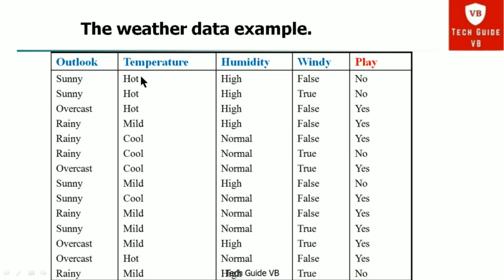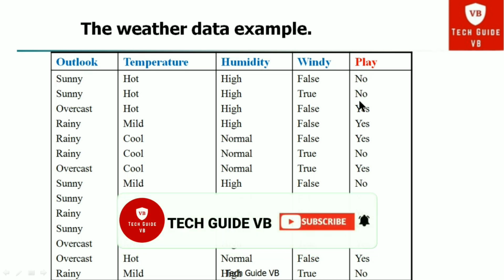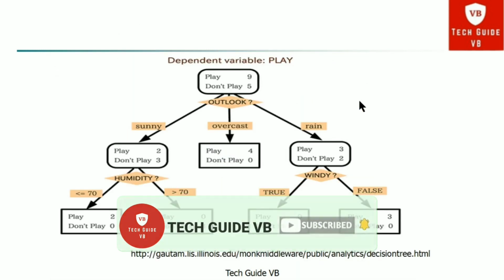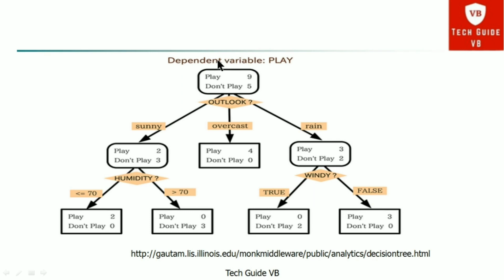That is, if outlook is sunny, temperature is hot, humidity is high and windy is false, meaning wind is not there, then play is not possible. These are the results given for the weather data example. After that, we will use the reduce method. So the dependent variable is play, and we have reduced this table into a decision tree induction.